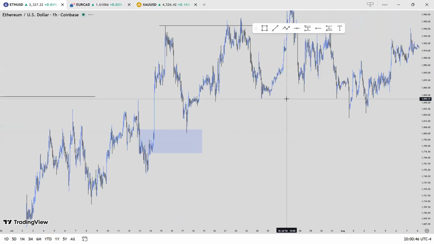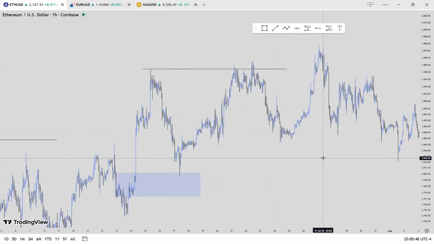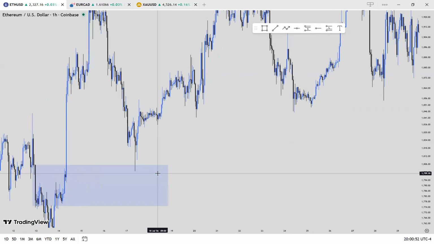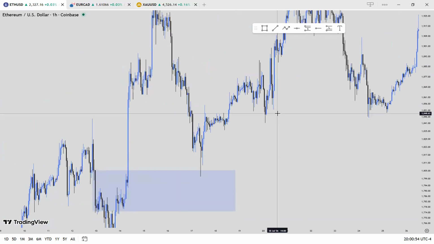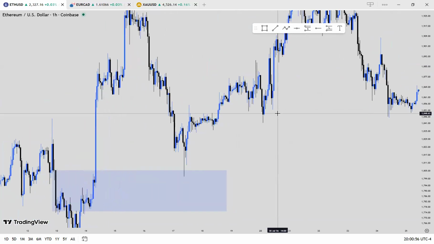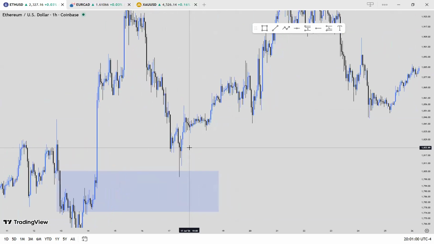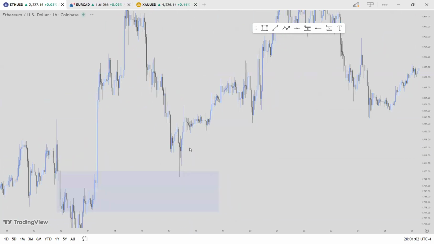When I scale down to my lower time frame, I wanted to see a very, very valid structural shift. Now over here, I've seen my structural shift, but I'm not seeing any valid point of interest. This here is not a valid point of interest. So let's just scale down to the lower time frame.